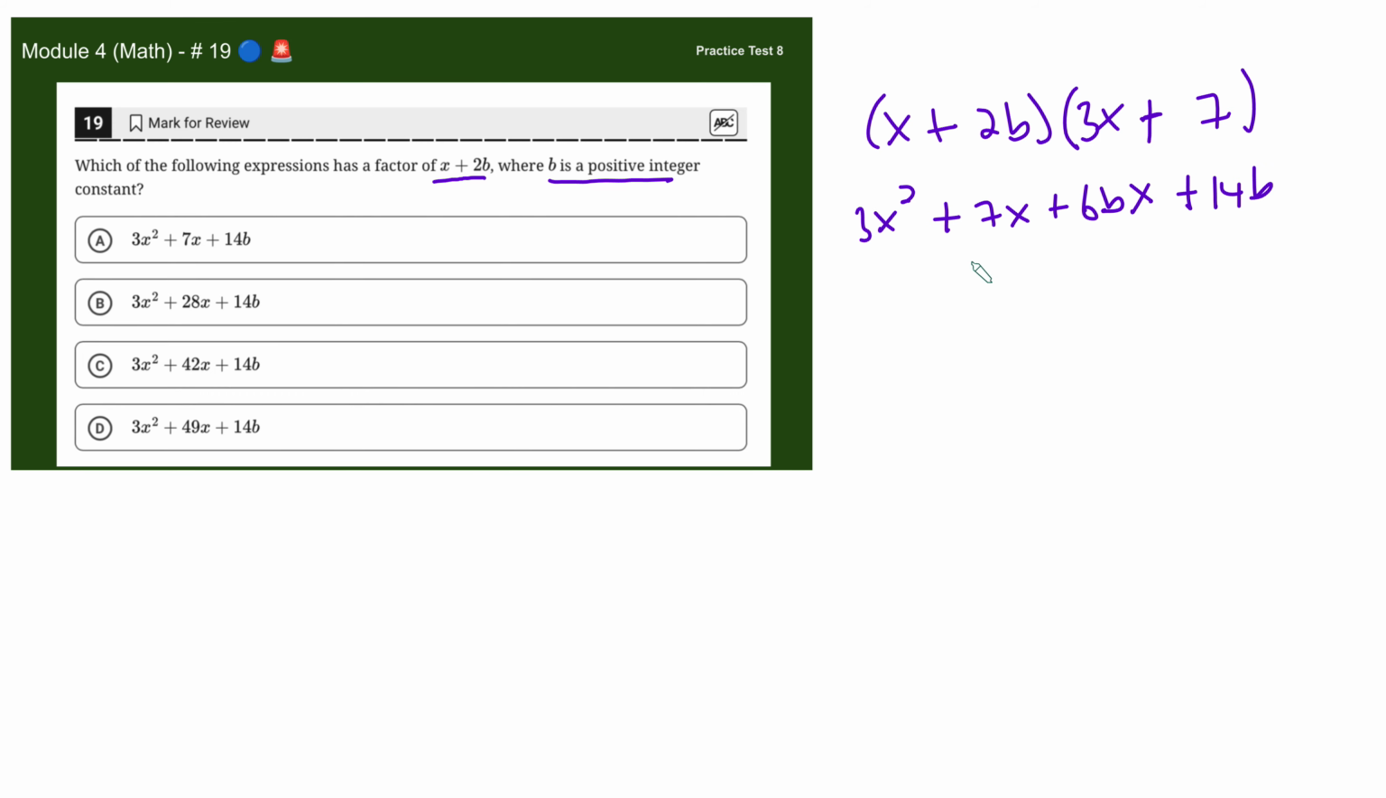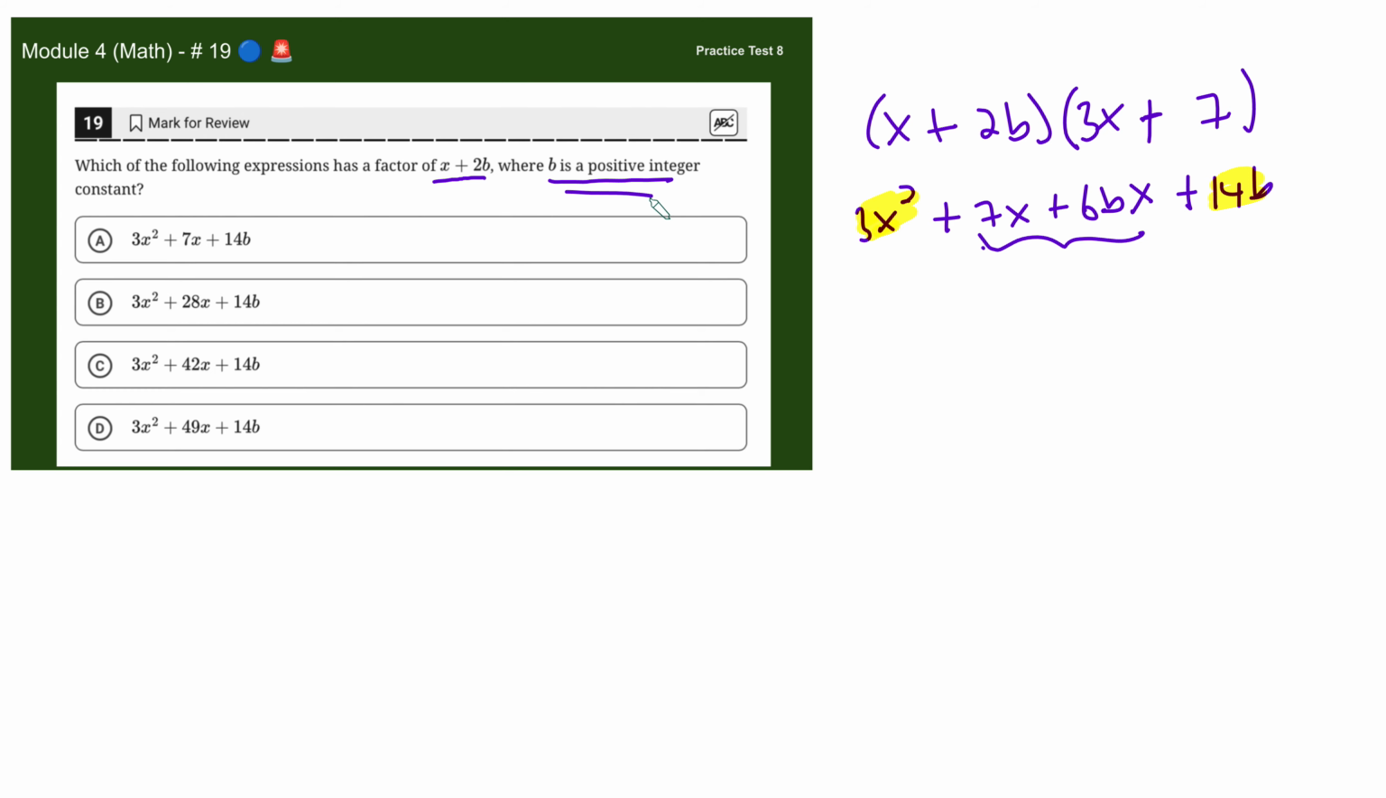Okay, so we have this part right? That matches with all these guys right there. And this matches with this one over here. Matches with all these guys right here. Okay, which means that 7x plus 6bx must work out to be this middle term right here. Now they said that b is a positive integer. So let's just go ahead and plug in numbers for b.